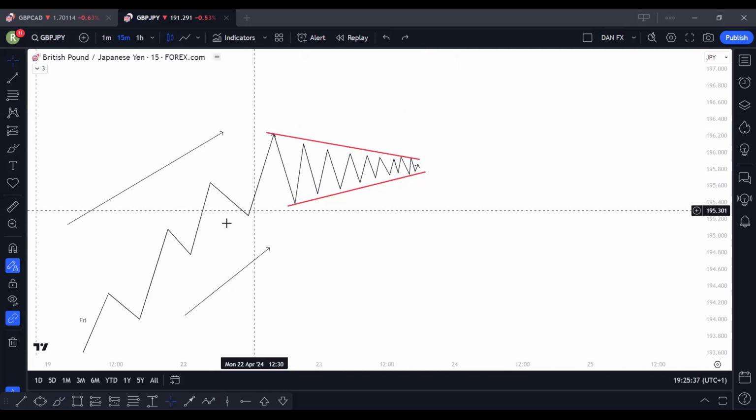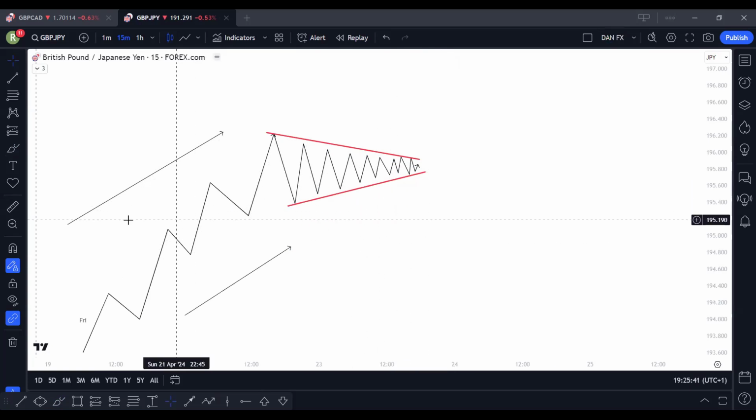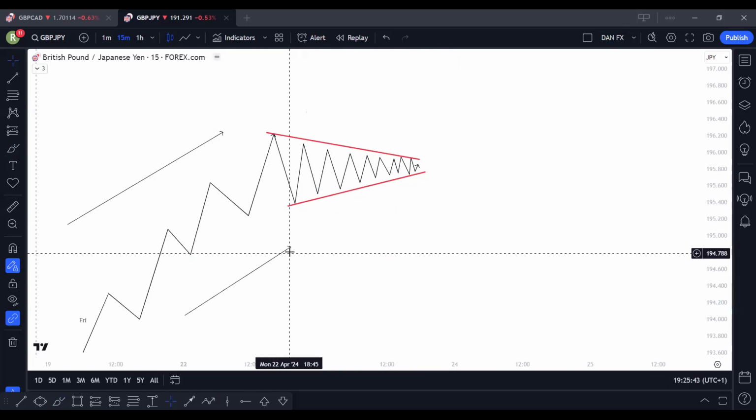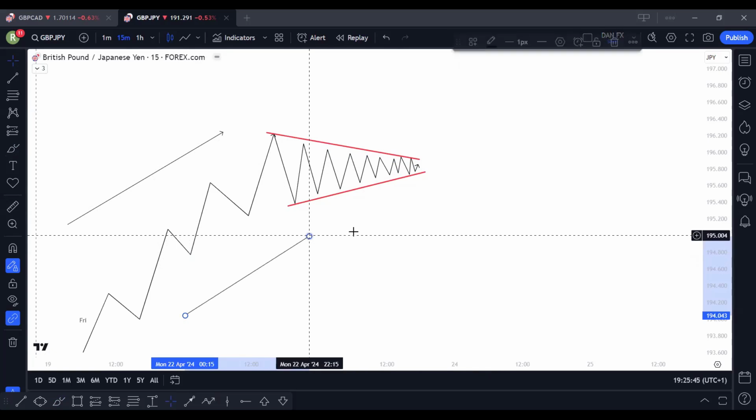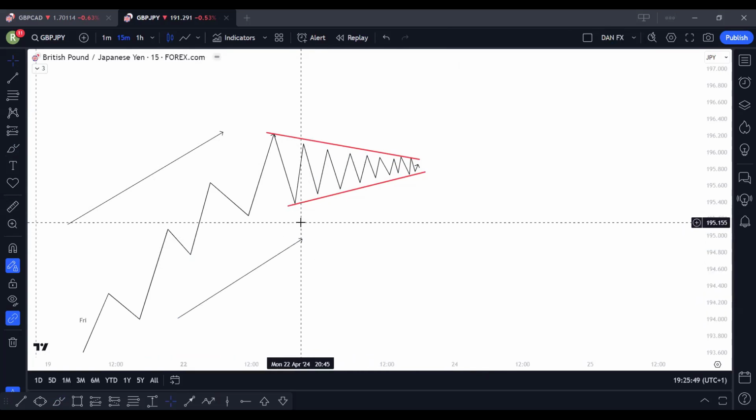Now, market makers are ready to reverse this trend. They're ready to take this back down. But in order for them to take it back down, they need to induce buyers into the market so that they can sell against the buyers. And that's why they'll create this pattern to get you to buy the breakout.